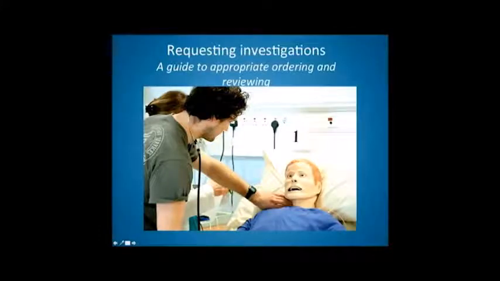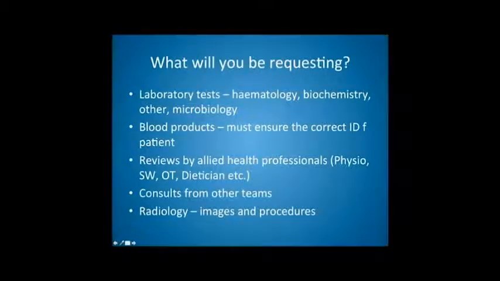This is an overview of how to request investigations in a hospital setting so that you can ensure that your patient is seen quickly and that appropriate tests and investigations are requested. In general, the sort of things that we request are laboratory tests, so blood tests and tests from microbiology. You will be requesting things from the blood bank, so blood products such as red cells and platelets, and it's very important that you ensure that the correct patient details are on this request.